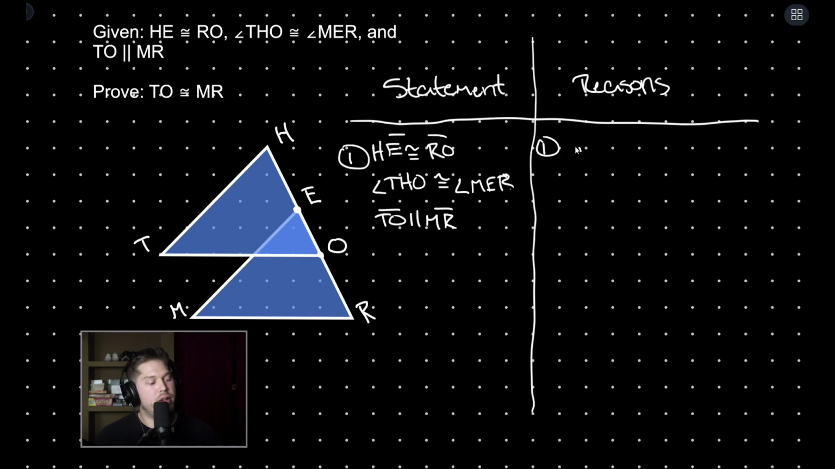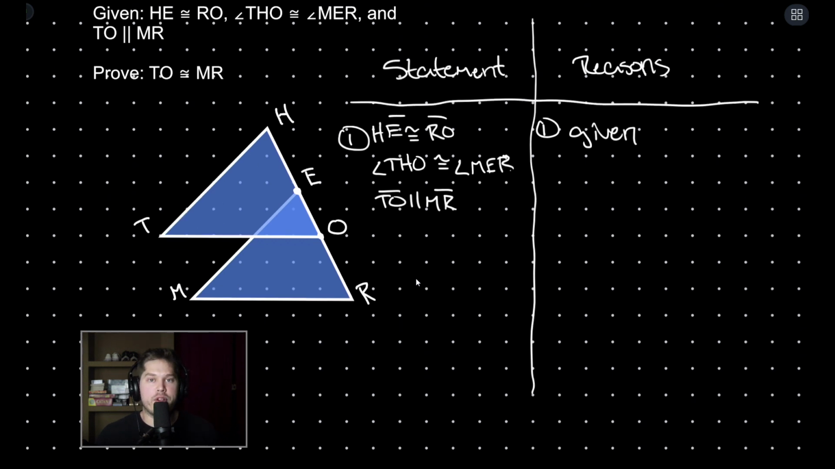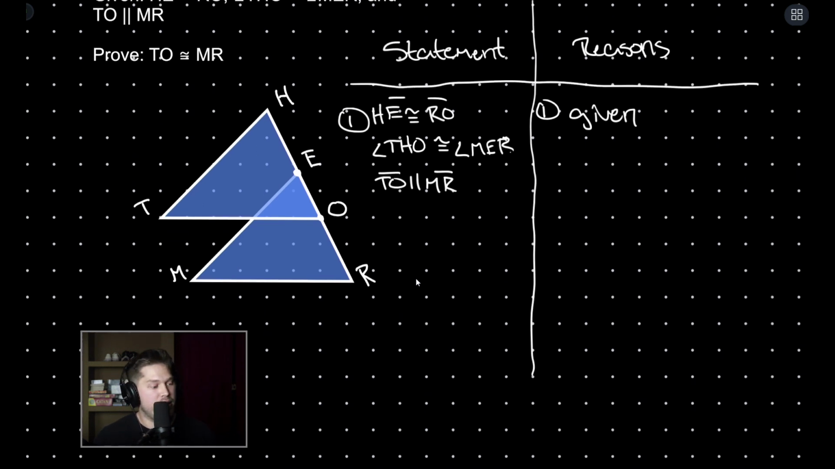And this is all the given. Excellent. So our next step in the process is to think of the repercussions of our given. So we're told HE is congruent to RO. So what does that tell us? That tells us that this little bit here is congruent to this little bit here.